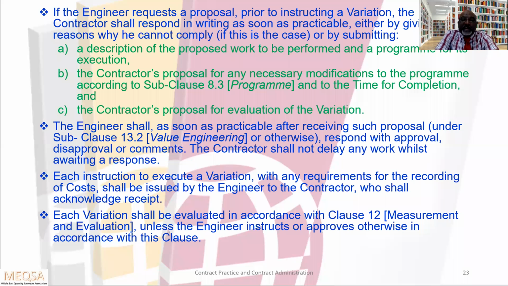Each instruction to execute a variation, with any requirements for the recording of costs, shall be issued by the engineer to the contractor, who shall acknowledge receipt. Each variation shall be evaluated in accordance with clause 12, Measurement and Evaluation, unless the engineer instructs or approves otherwise in accordance with this clause. So the evaluation is as per clause 12.